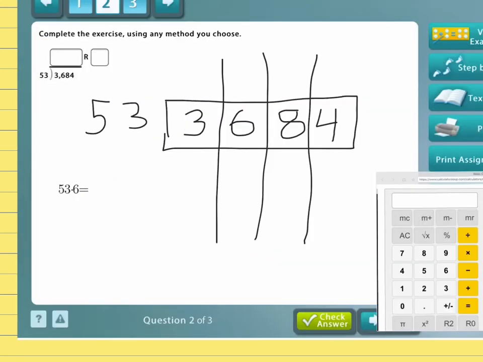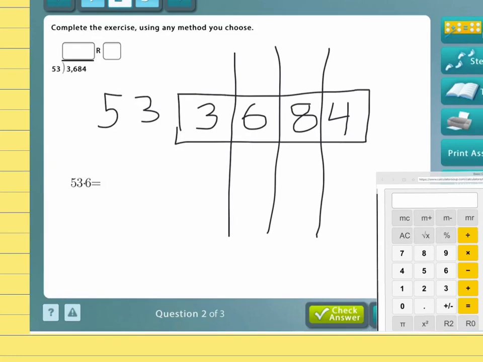Alright, again, same kind of problem. I'm going to estimate. In order to get my estimate, I'm going to use rounding, so 53 is going to round to 50. How many times will 50 go into 3,000s? No. How many times will 50 go into 3,600s? No. How many times will 50 go into 368? I'm going to go with 7, because I know that 7 times 5 is 35.